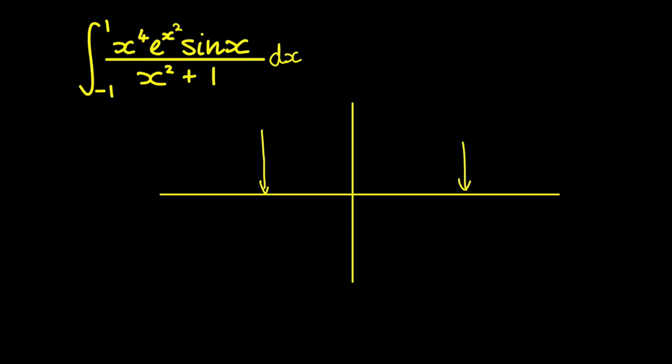Because if what's inside your integral is an odd function, then it turns out that you'll be adding an area to the left of the y-axis and subtracting it to the right of the y-axis, or vice versa.